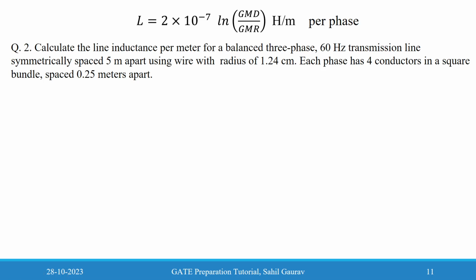And other things are same, like all phases are at a distance of 5 meter, and each conductor has a radius given, but each phase has four conductors in a square bundle, and this bundle is 0.25 meters apart. So now you need to find the line inductance, and we will see the benefits here, how this increases geometric mean radius, and subsequently it reduces the line inductance.